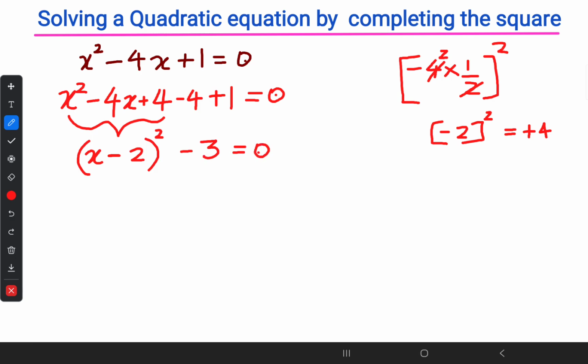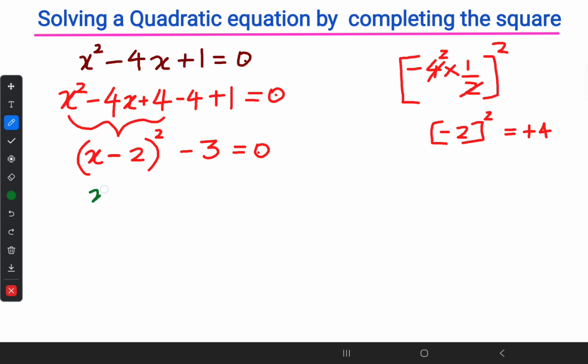Let me recall. Coefficient of x square is 1. Then coefficient of x is negative 4. Its half square is positive 4. That is added and subtracted from the first three members. We did the square factorization. Negative 4 and positive 1 will become negative 3. Then let's come to the next part.